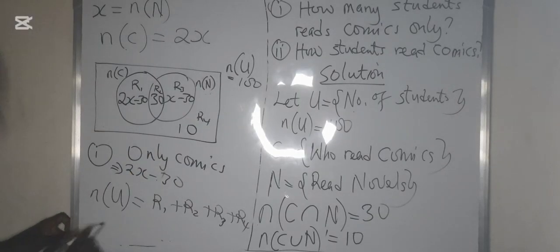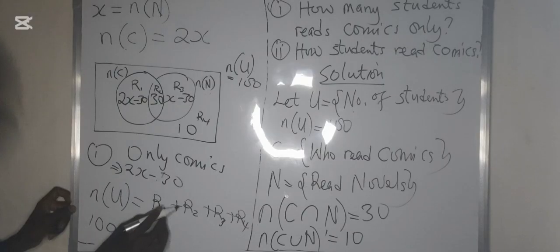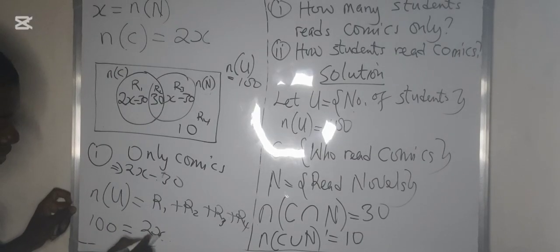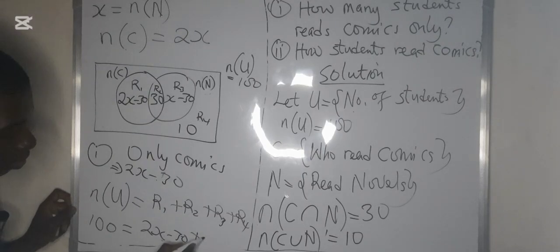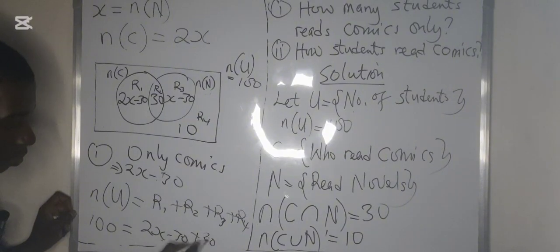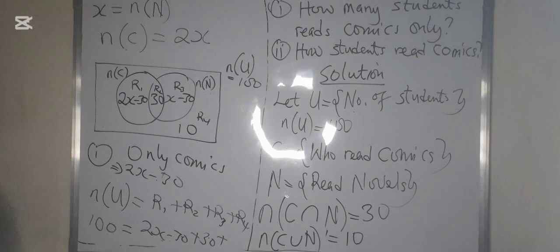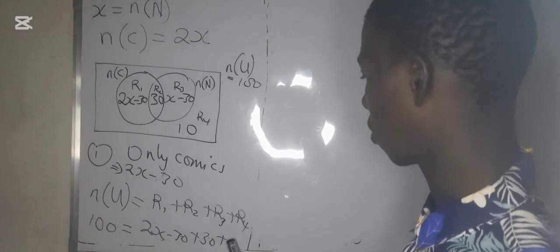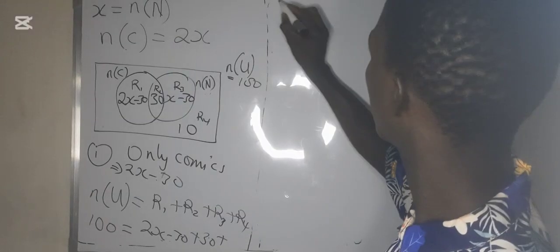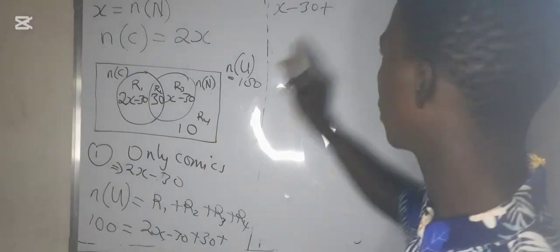The number of students are what? They are 100. Which is equal to the first region, which is 2x minus 30, plus the second region, which is 30, plus the third region, that will be 30 minus x, plus the fourth region, which is 10.